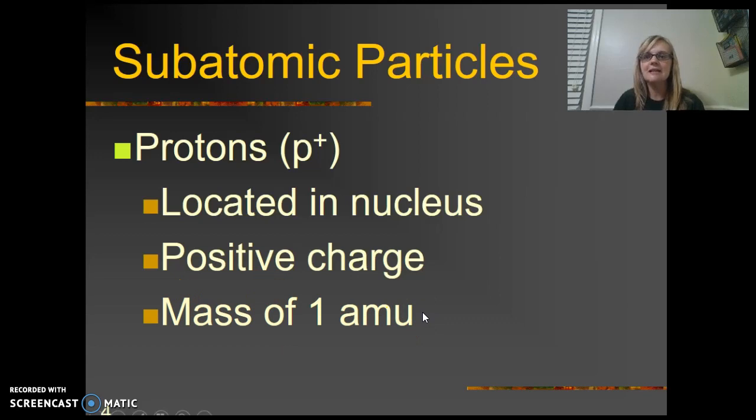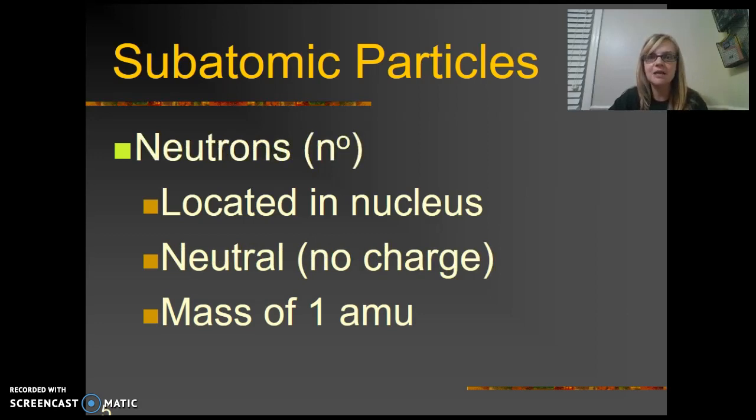Remember when I said that we don't use grams for atoms? We don't. We use AMU, which stands for, are you ready for this? Atomic mass unit. I know, super fancy, but that's what it means. And so protons have a mass of 1. You can never have half of a proton, so you will never have half of an AMU. It's always a whole number.